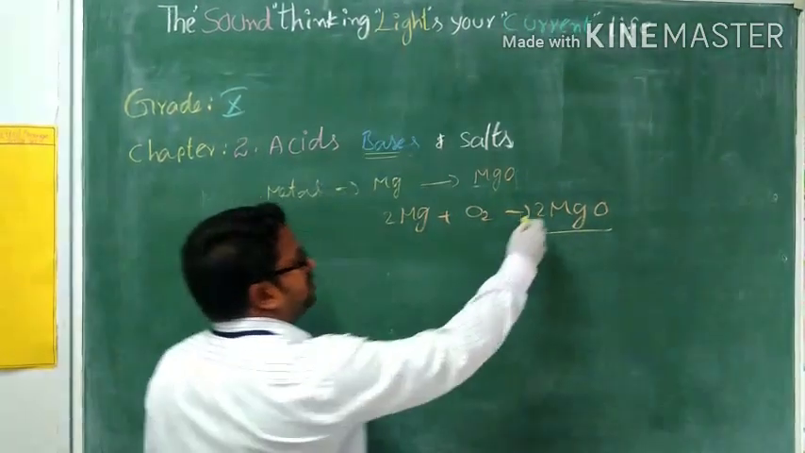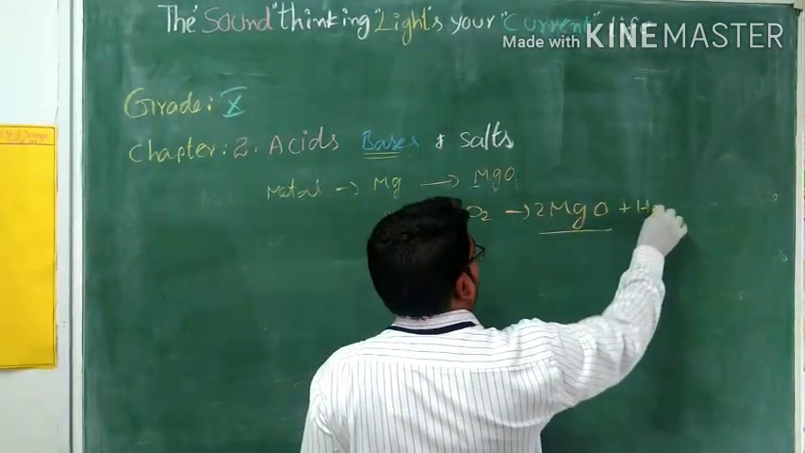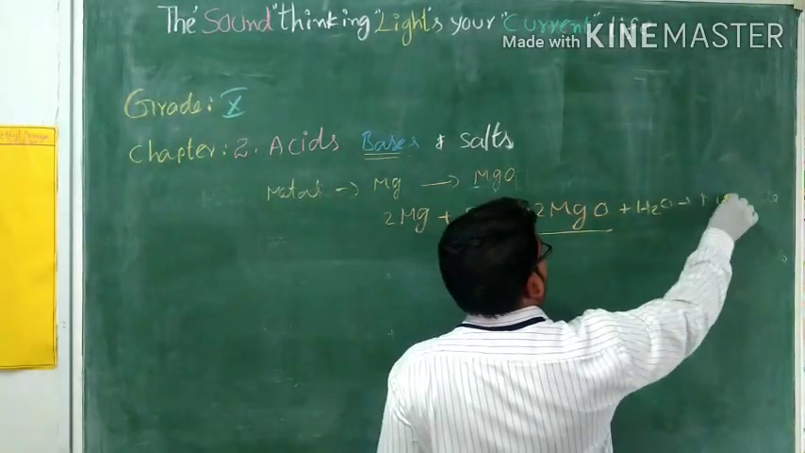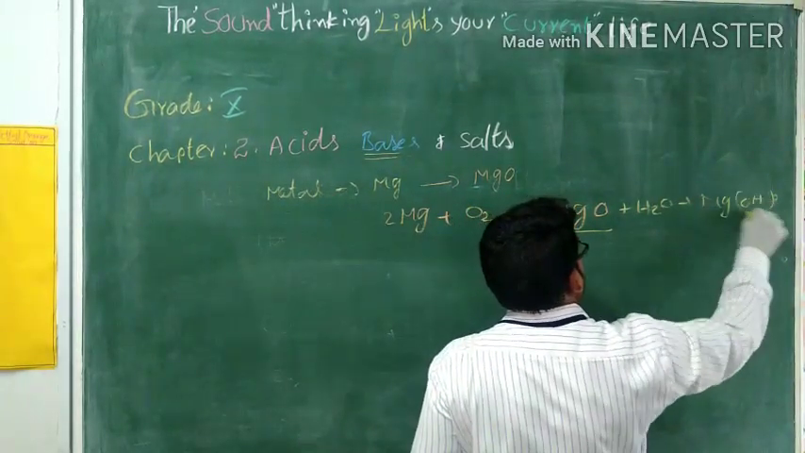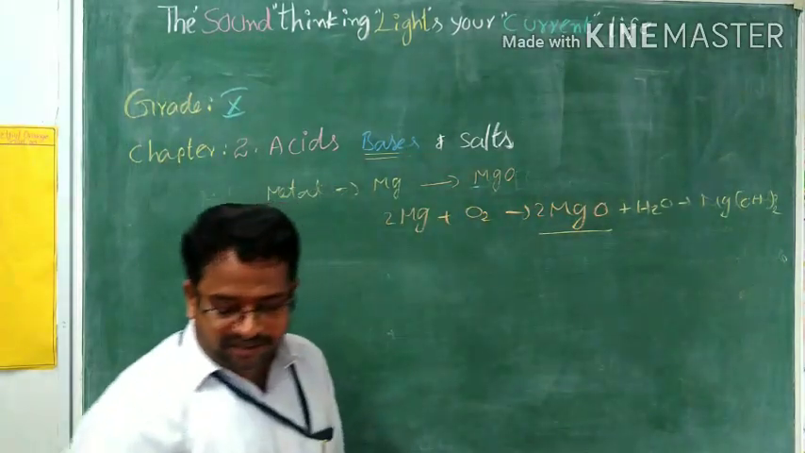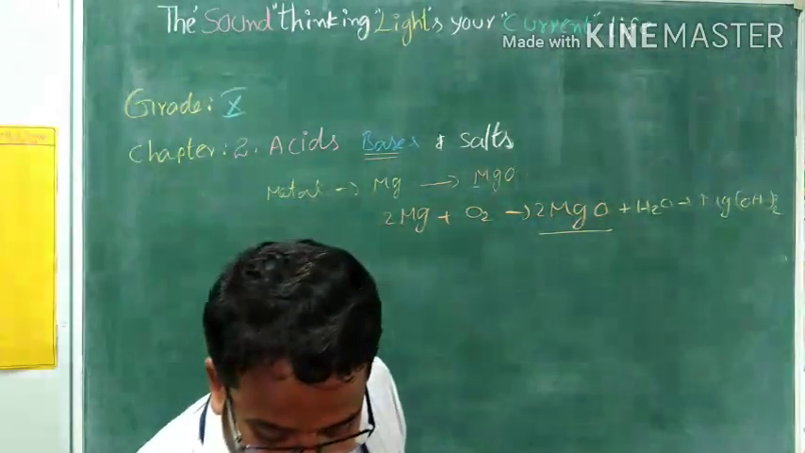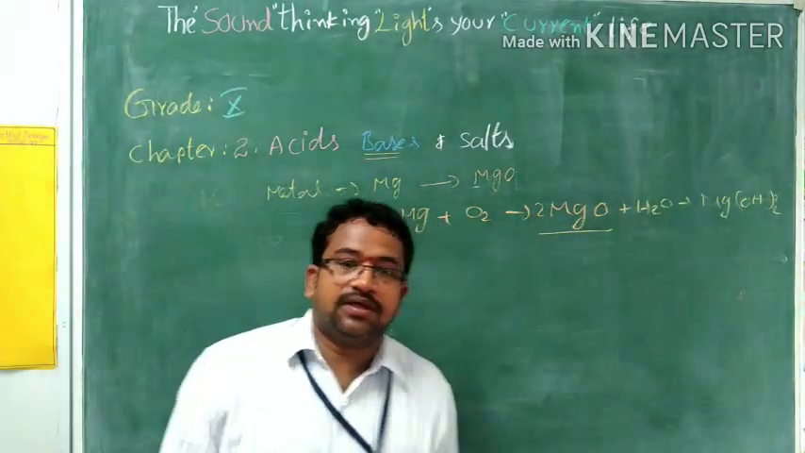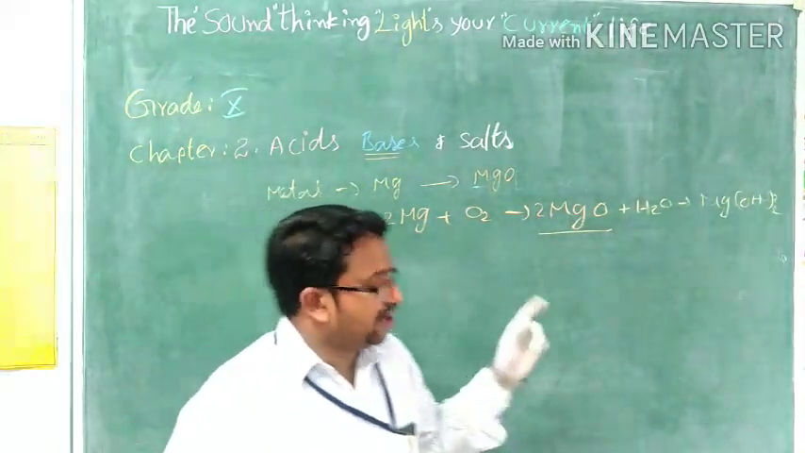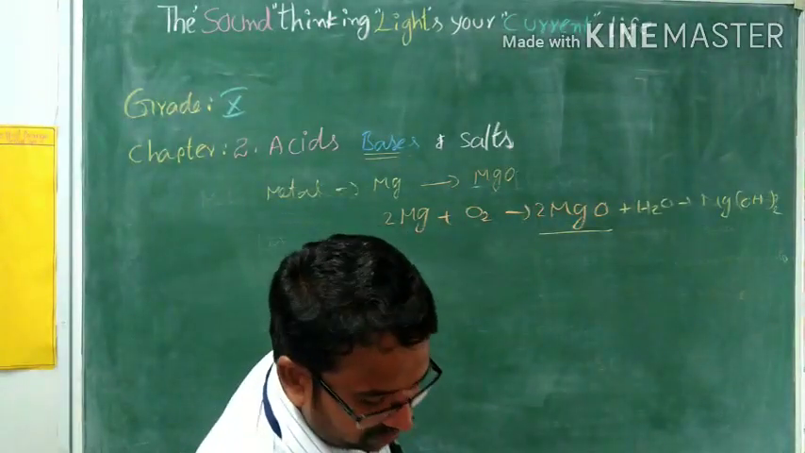Right, children. Magnesium oxide, when it dissolves in water, will give magnesium hydroxide. What is the common name of magnesium hydroxide? Yes, milk of magnesia. Right? Have you understood how to prepare this one?